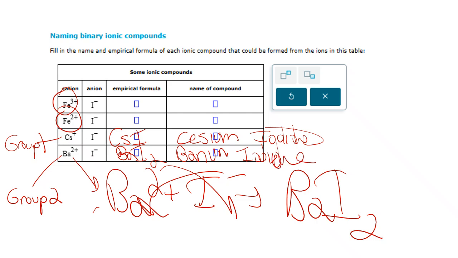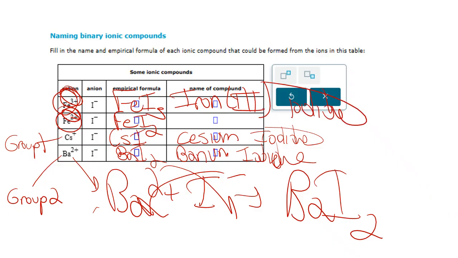And that's because barium is in group 2, cesium is in group 1. We know the charge. Otherwise, we have FeI3 because of the crossover method, or FeI2. Otherwise, we have to signify that charge. This is iron 3 iodide. So look on the periodic table where iron is. It's not in group 1 or group 2, and it's not aluminum, so therefore we have to signify the charge, just like that next one, iron 2 iodide.